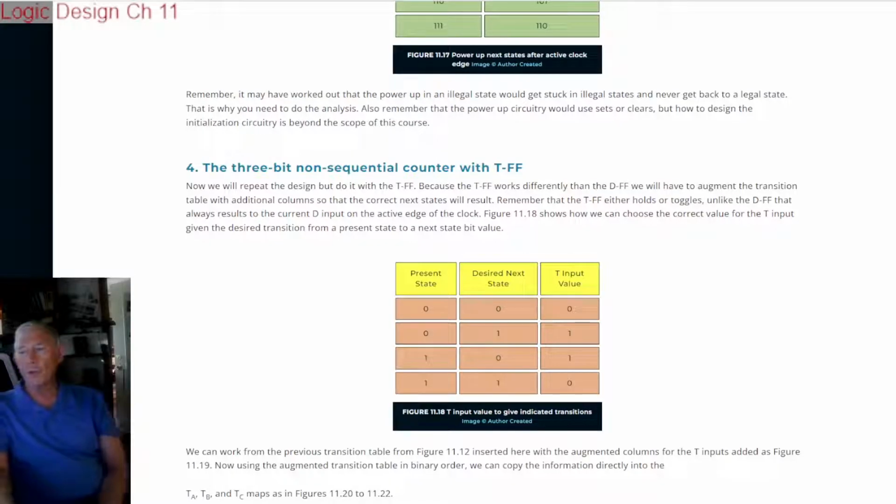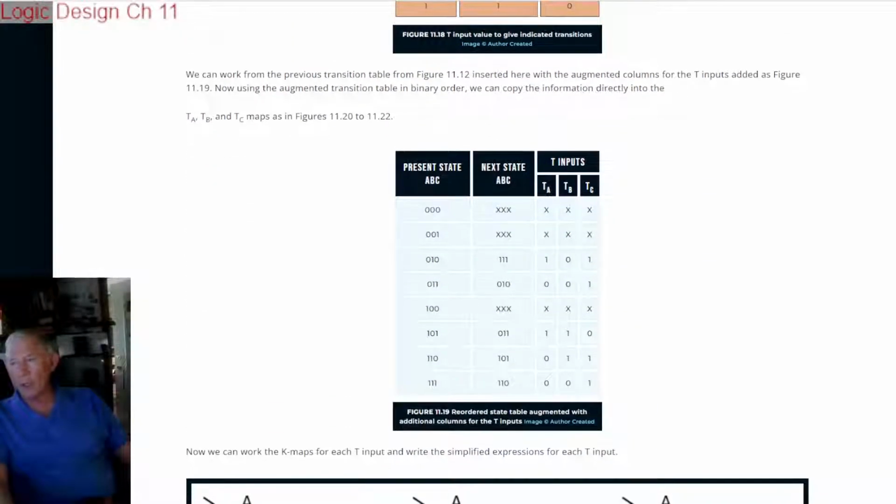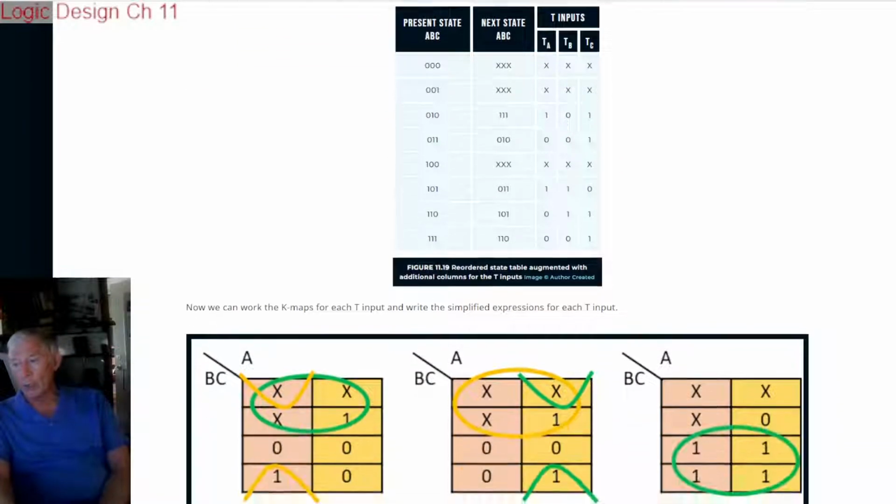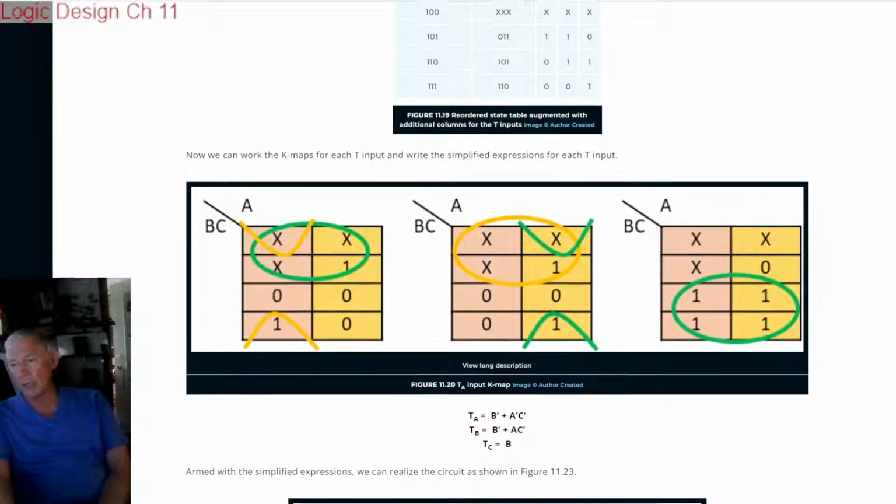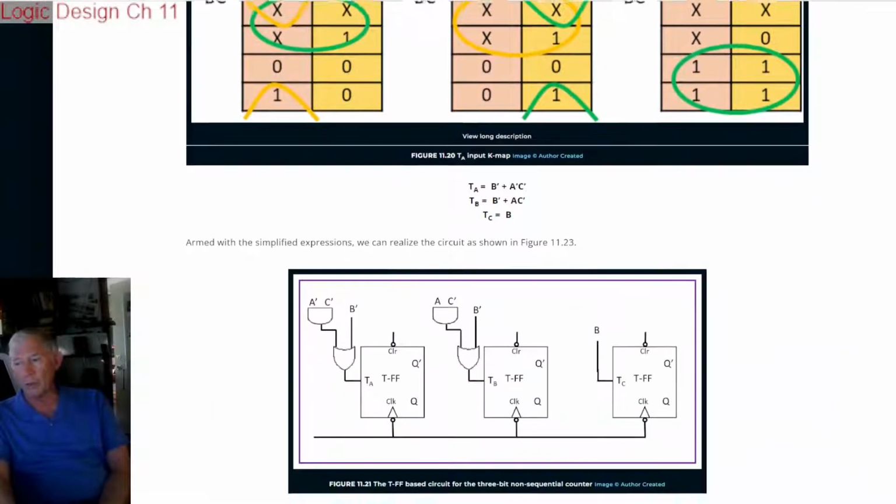Okay, what if we wanted to build this thing with T flip-flops? Well, we do the same thing we did before. We take our state table, and now we add in the columns for the T: the TA input, the TB, and the TC right here. And of course, we have don't cares for some of these. We plot these K-maps, we get our solutions, and we build our circuit.